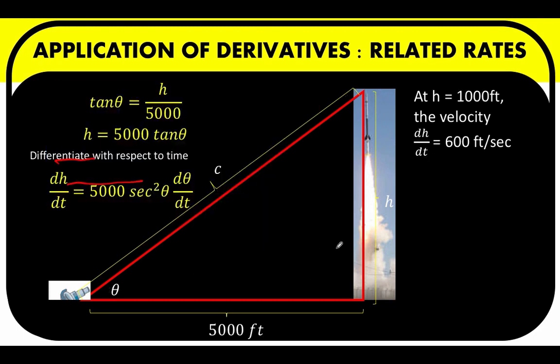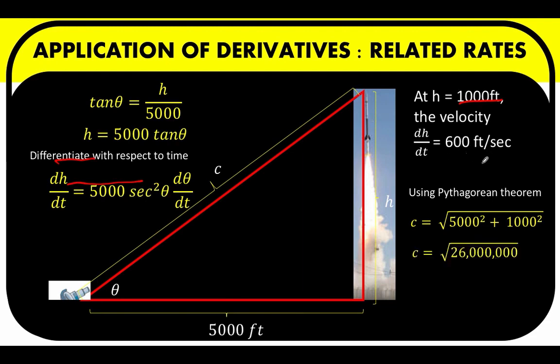Now, since we have here a right triangle, we can use the Pythagorean theorem in order to find the value of c. The hypotenuse is equal to the square root of the sum of the squares of the two legs. Here, this distance is 5,000 feet and the height is 1,000 feet when the velocity is 600 feet per second. So whatever value for c that we compute here is the length of this hypotenuse at that specific point when the velocity of the rocket is 600 feet per second. Solving now for c, 5,000 squared plus 1,000 squared equals 26 million. And getting the square root of 26 million, we arrive at 1,000 square root of 26 feet. That is this distance c.